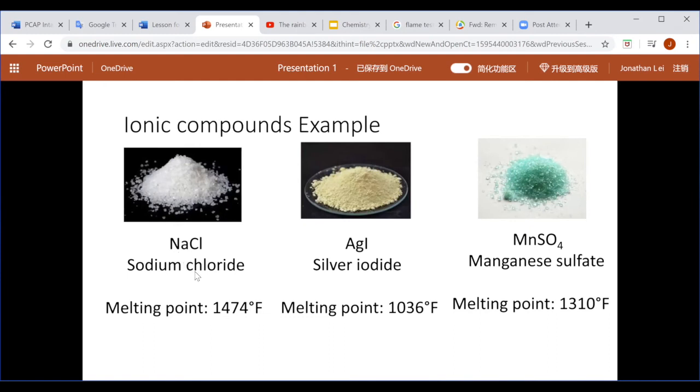Here's sodium chloride. Here's silver iodide, which is yellow. Here is manganese sulfate, which is kind of green and blue. And we notice that the melting points are all very high, above 1000. So here comes some properties of ionic compounds.